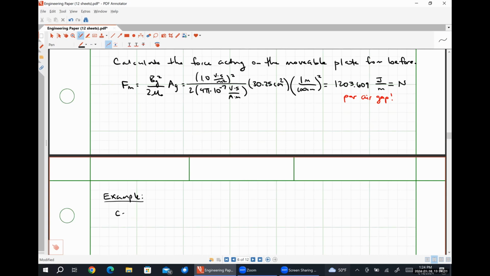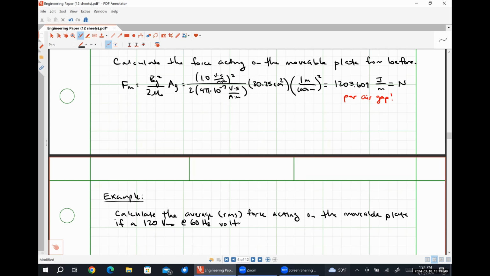So I want us to calculate the average or RMS force acting on the movable plate if a 120 volt RMS voltage at 60 hertz is supplied by the voltage source. Okay.